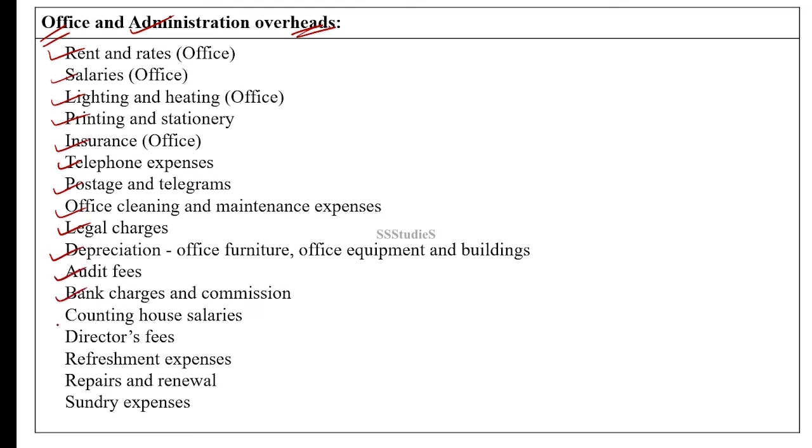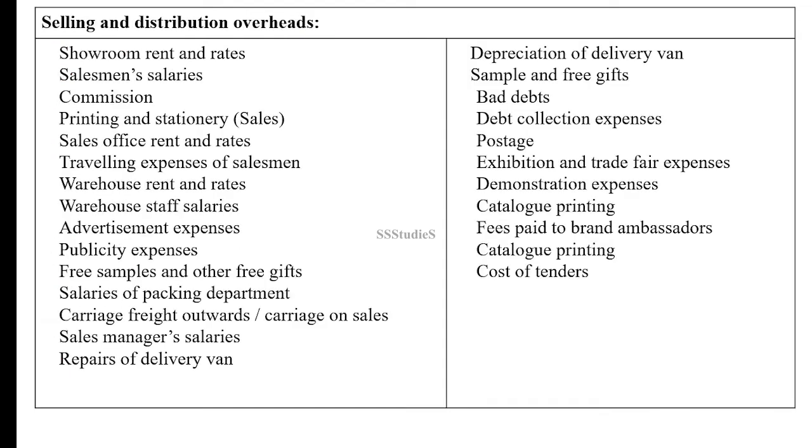audit fees, bank charges and commission, counting house salaries, directors' fees, refreshment expenses, repairs and renewals, and sundry expenses. All these are again an indicative list. It's not an exhaustive list, just an indicative list of office and administration overheads.